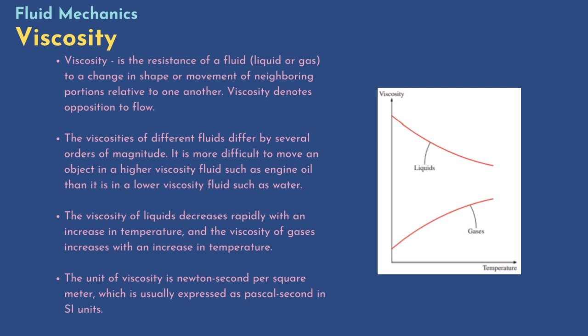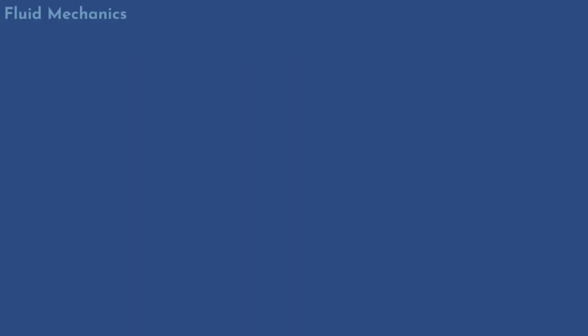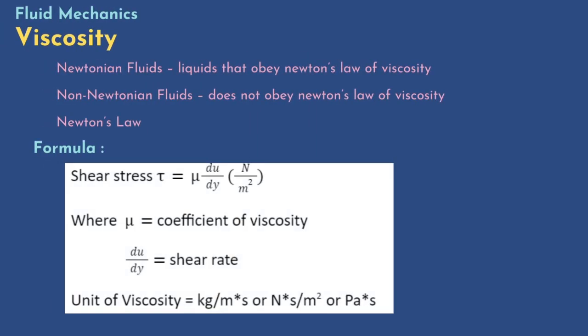The viscosity of liquids decreases rapidly with an increase in temperature, and the viscosity of gases increases with an increase of temperature, which is shown by the diagram at the right. There are two types of fluids: Newtonian fluids, which obey Newton's law of viscosity, and non-Newtonian fluids, which do not obey Newton's law of viscosity.